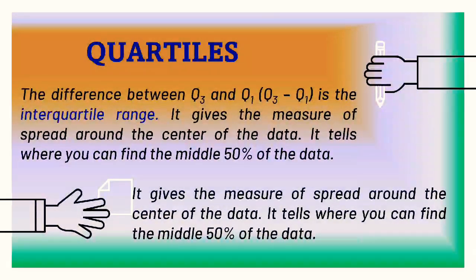One thing to remember about the concept of quartiles is the interquartile range. When we say interquartile range, it is the difference between Q sub 3 and Q sub 1. It gives the measure of the spread around the center of the data. It tells where you find the middle 50% of the data.